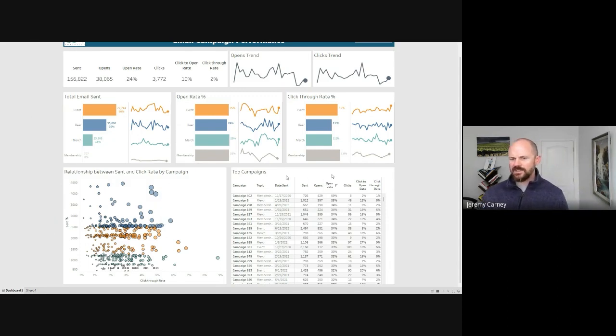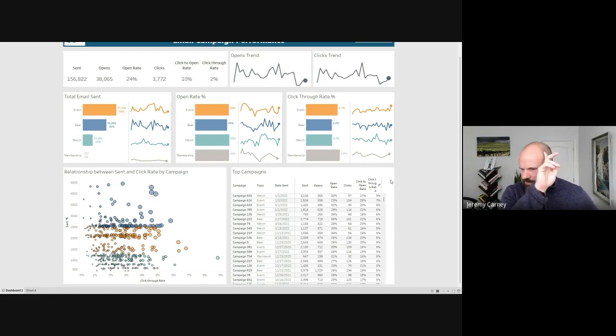And then finally, we're going to really get down into the details over here with a lot of precision, so we can see for each campaign how many did we send, how many opened, open rate, clicks, click-to-open rate, and click-through rate. We've already talked through each of those. And then we could quickly sort on this to see, let's just do click-through rate, for example. So we could see which ones had higher or lower click-through rates.